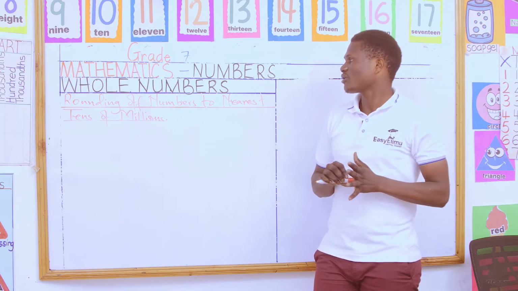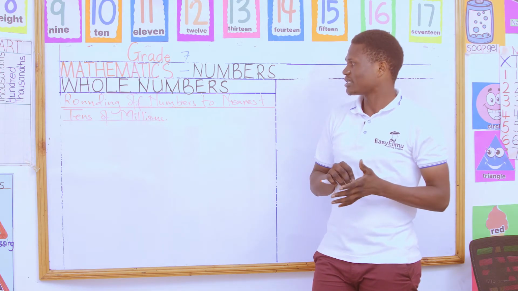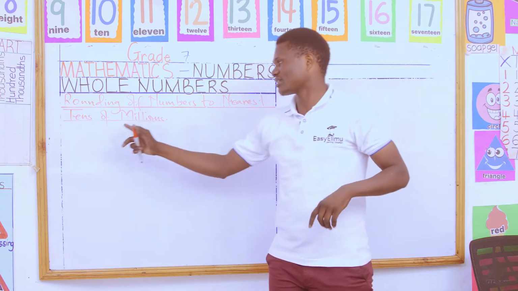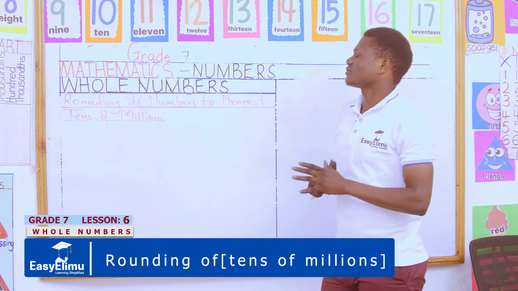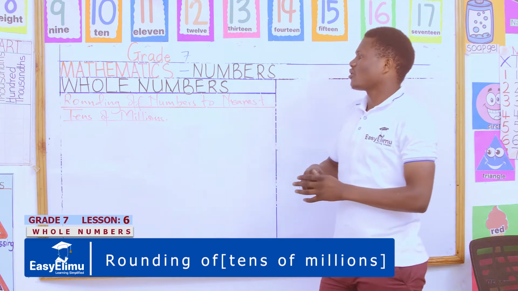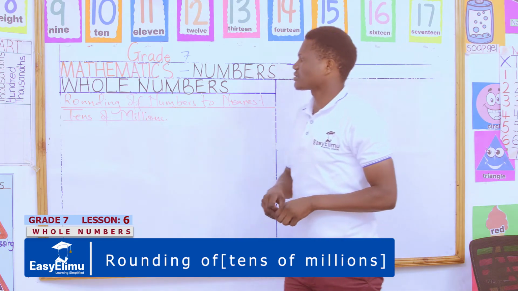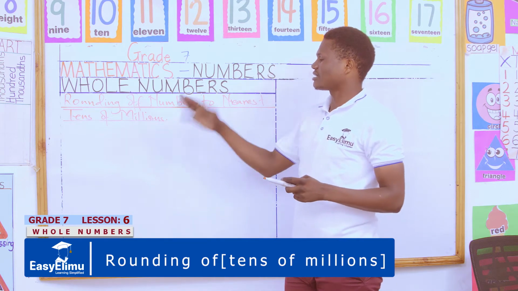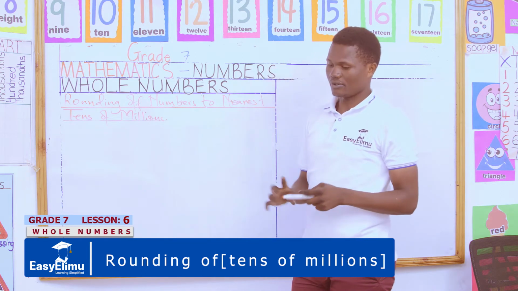So this morning or this afternoon, we are going to discuss how to round off numbers to the nearest tens of millions. This is a development on the previous lessons we have had on rounding off numbers to the nearest hundreds of thousands and millions.